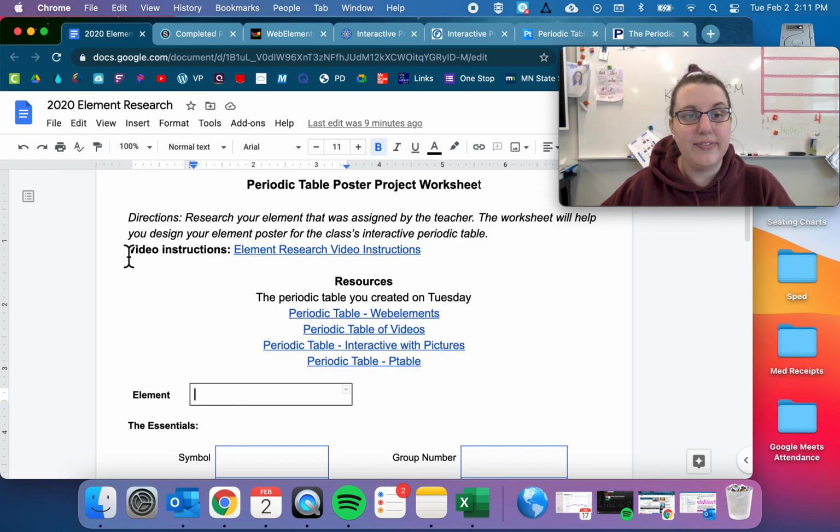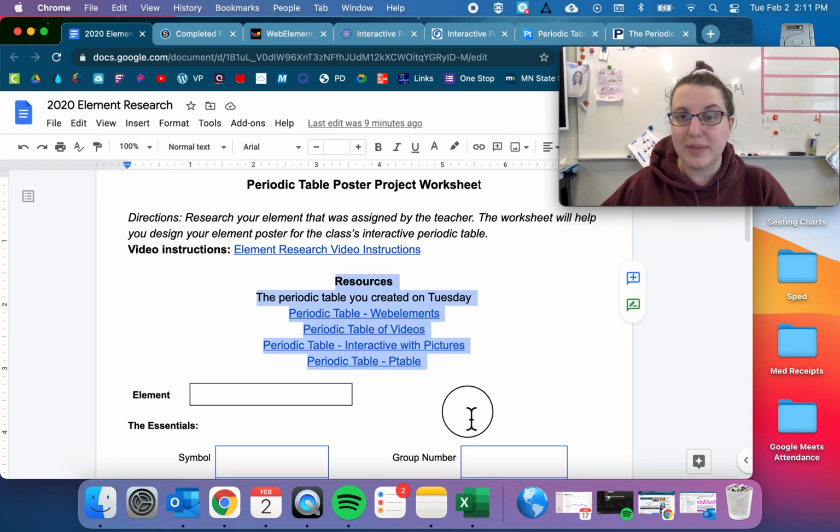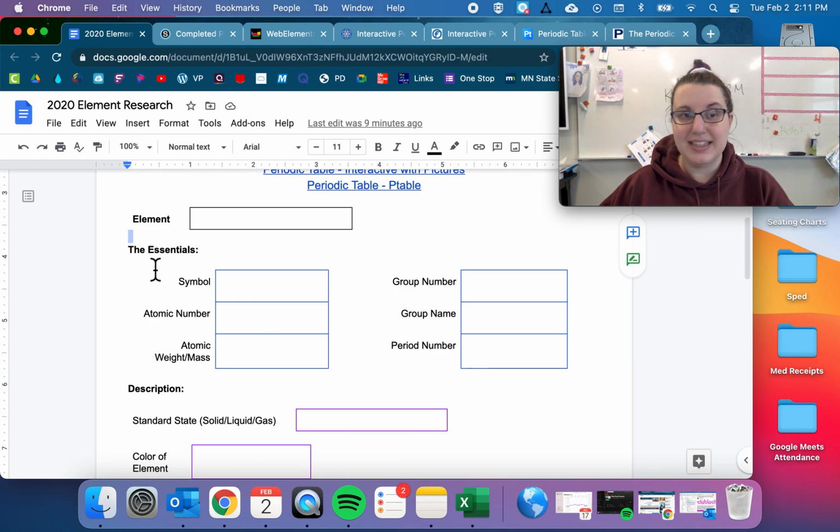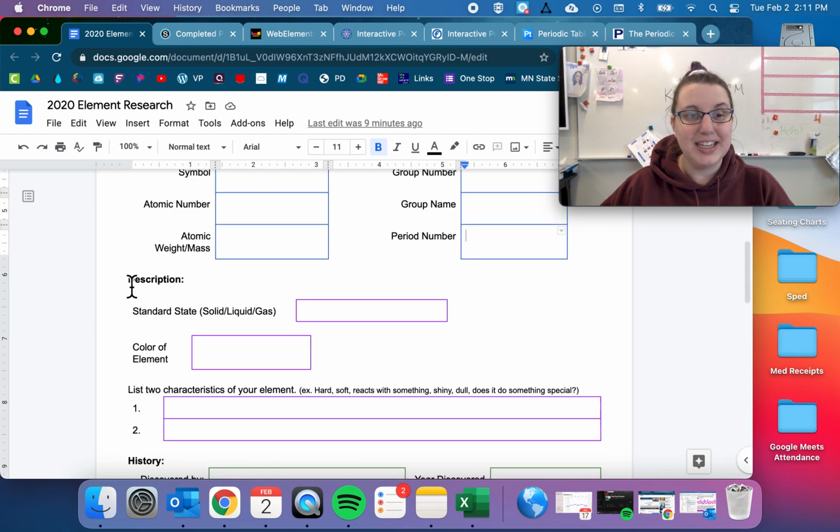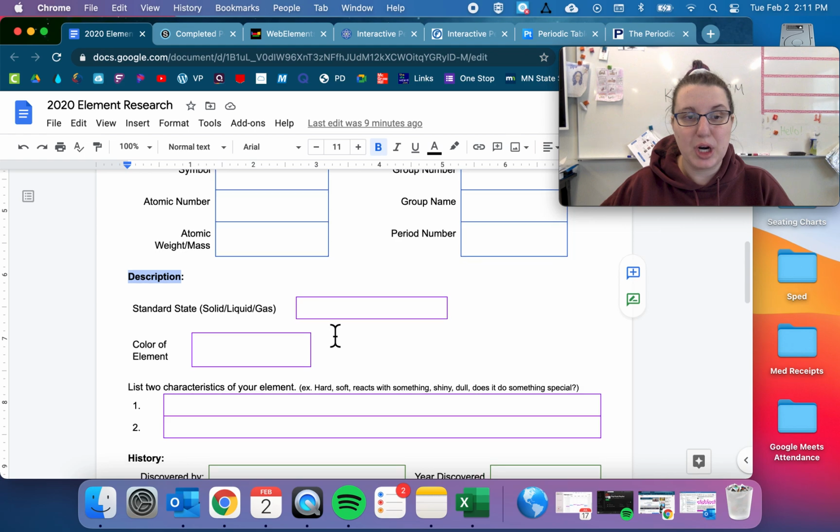And so we have video instructions, which you're watching right now, and resources. This is a list of resources you can use to get this information. The information you need is, you have the essentials here in these blue boxes: symbol, atomic number, atomic mass or weight, group number, group name, and period number. You also need a description here in the purple boxes.